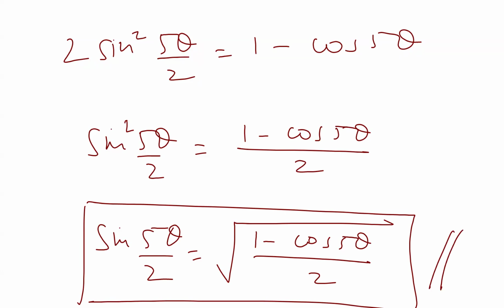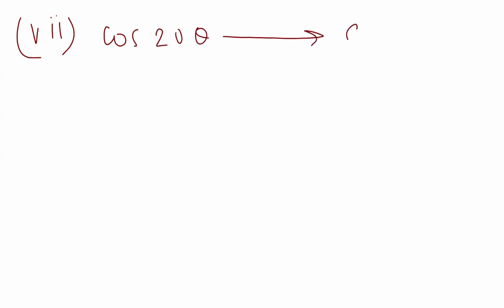Next problem, that is question number 7. Okay, cos 20 theta in terms of sin phi theta. So 20, if we divide it by 2, we'll get 10, and 10 further again, if we divide it by 2, we'll get phi theta. So this time we are not multiplying, this time we are dividing.